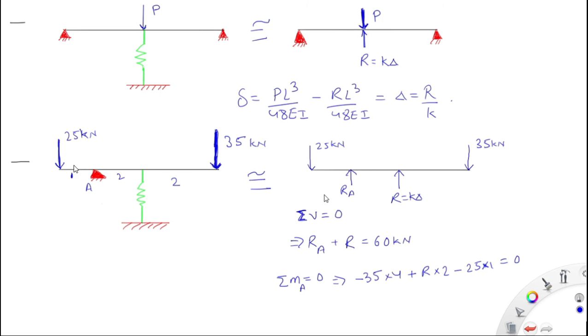Now we were going from the left. This is anti-clockwise, so this should be positive: plus 25 into 1. So here it should be plus 25 into 1.